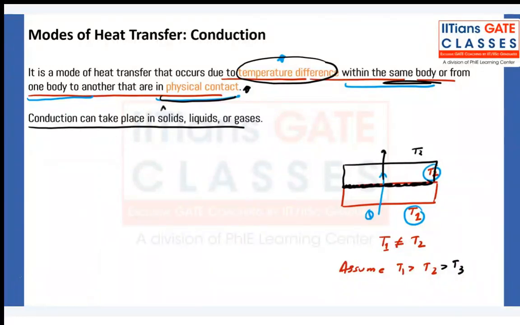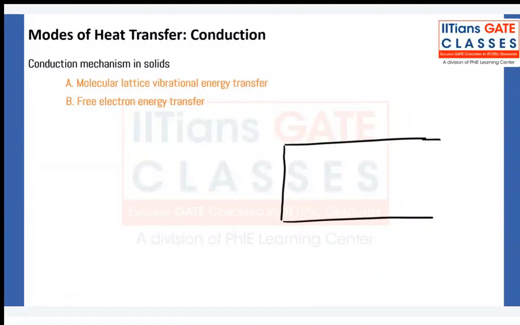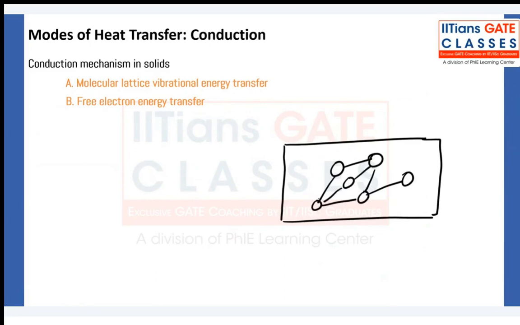Let's see how it happens. First of all, solids. How does conduction happen in a solid? Let's say we have a solid body. It will have some molecules, and these molecules are attached to each other, like this. And then there are some free electrons as well, here, here, here, here.